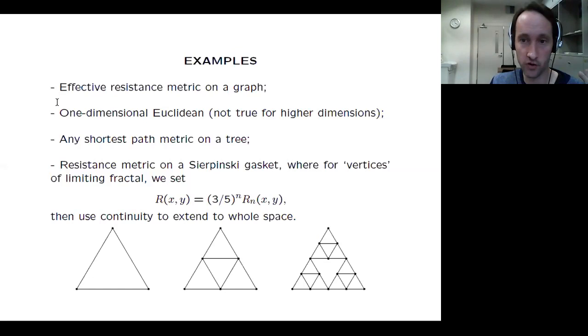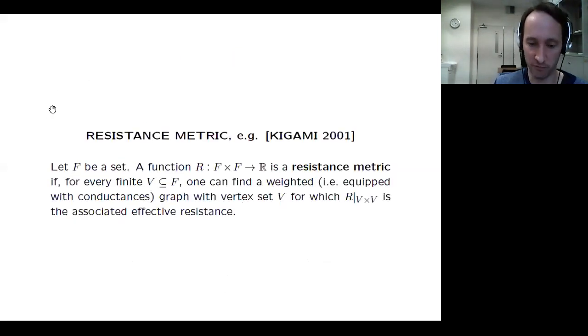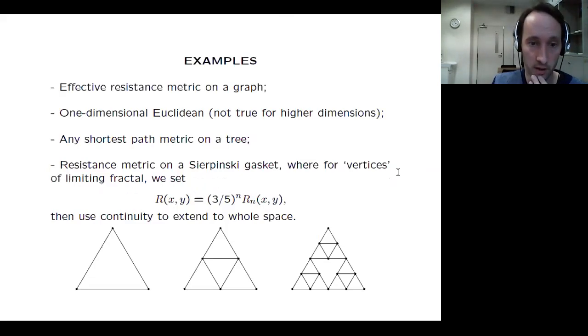So this is not quite an empty statement, in the sense that we have to worry about the consistency of the resistance metric under some subsetting operations, but this is a fairly straightforward thing to check from the variational construction of the resistance metric.